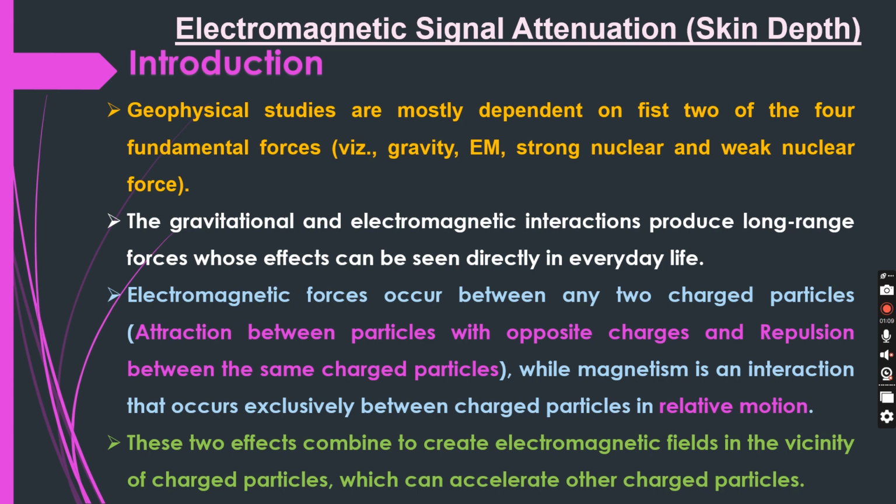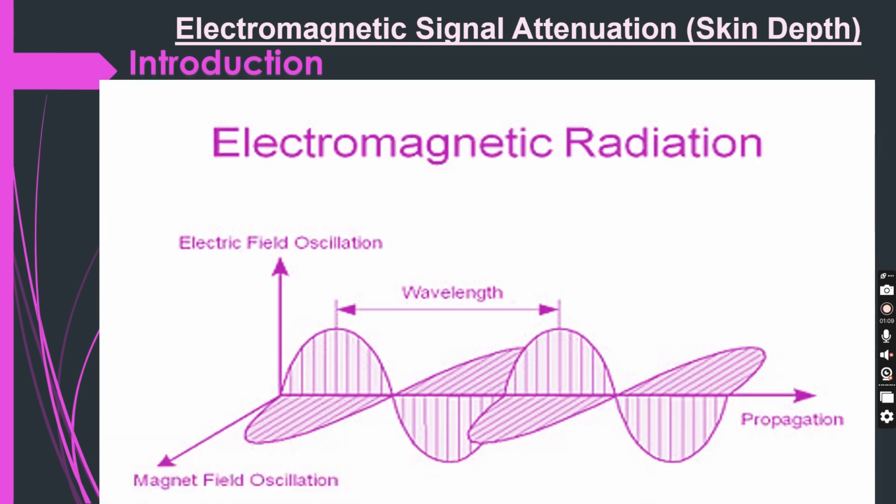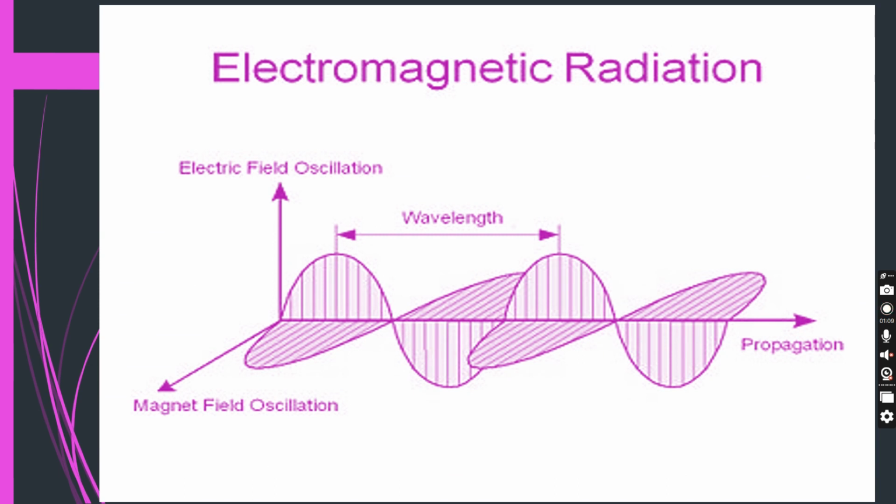conceptualization, visualization regarding skin depth or the electromagnetic signal attenuation phenomenon. In this diagram, we can have a look at electromagnetic radiation and how it oscillates. The electrical field and magnetic field oscillations are normal to each other, and these are the wavelength, and this is the propagation direction of the electromagnetic radiation.